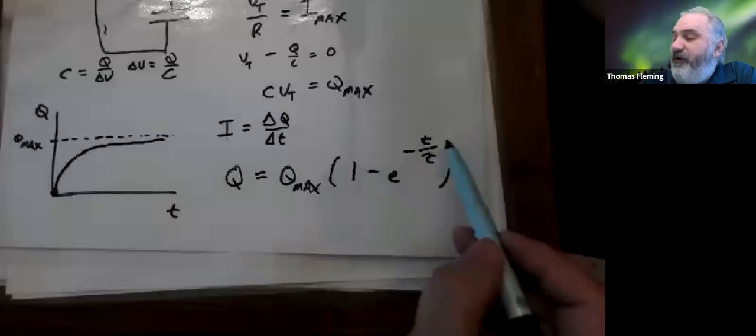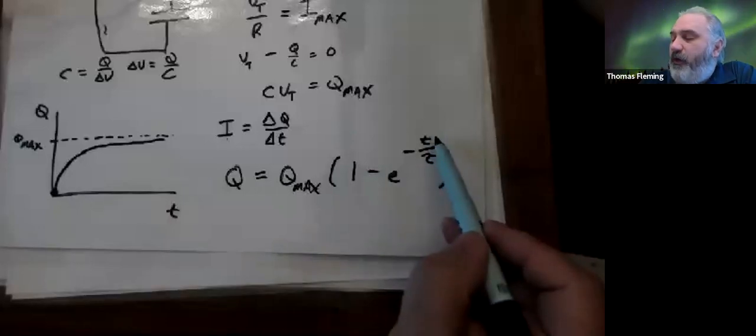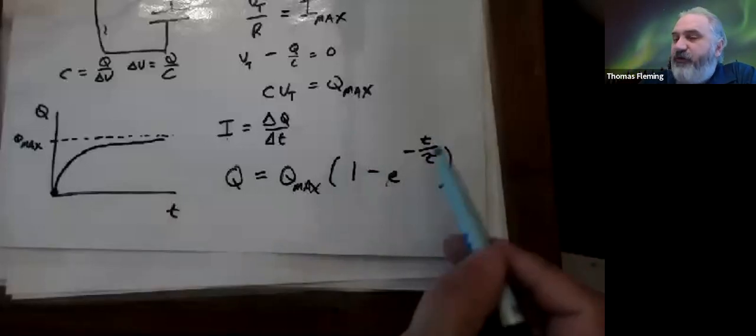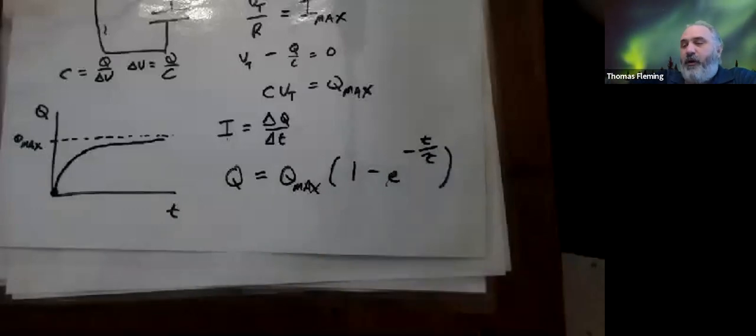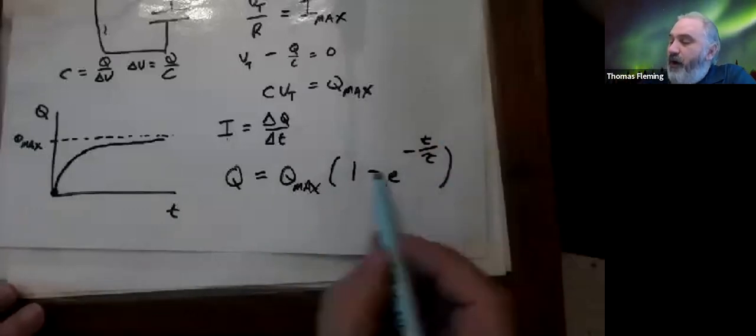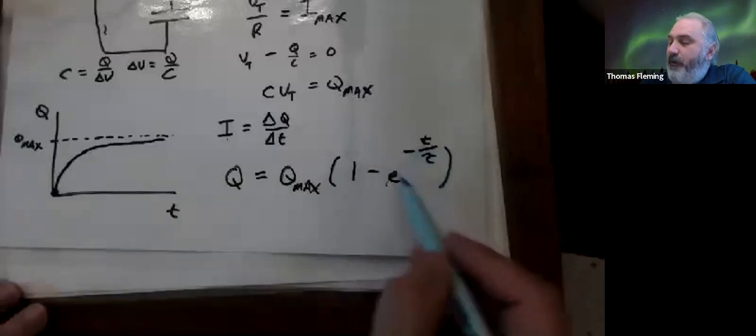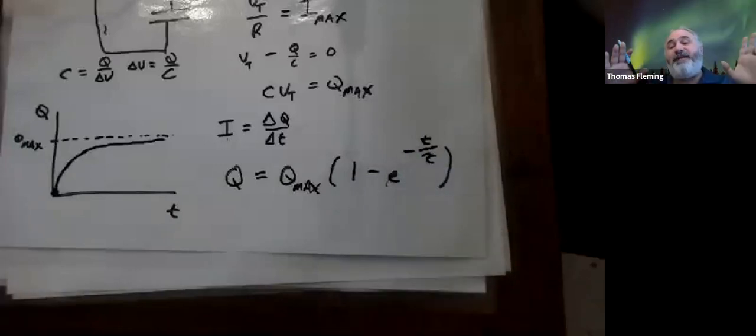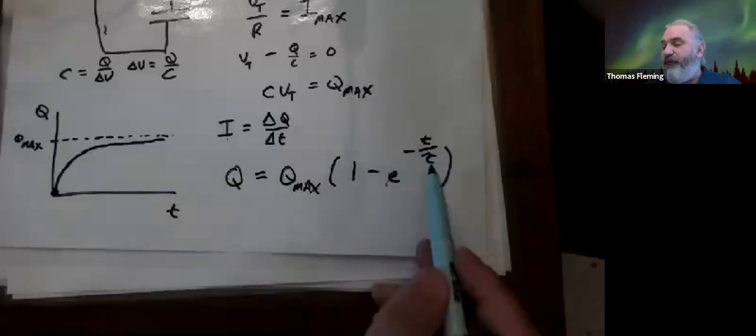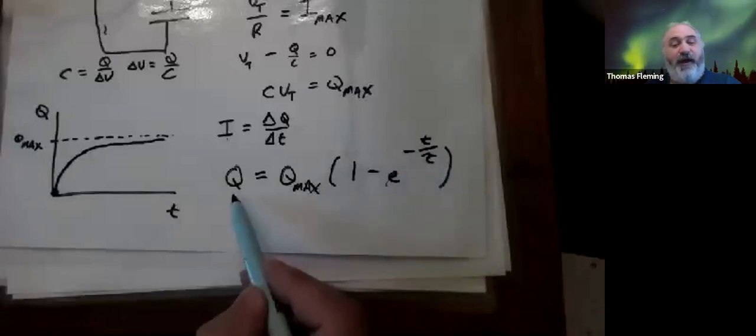Now, as t gets larger and larger, this exponential function is going to get smaller and smaller. So I'll have 1 minus a number, but as time goes on, I'm subtracting less and less from 1. And I'll be taking that fraction that's less than 1 times Q max, and I'll get some fraction of Q max.